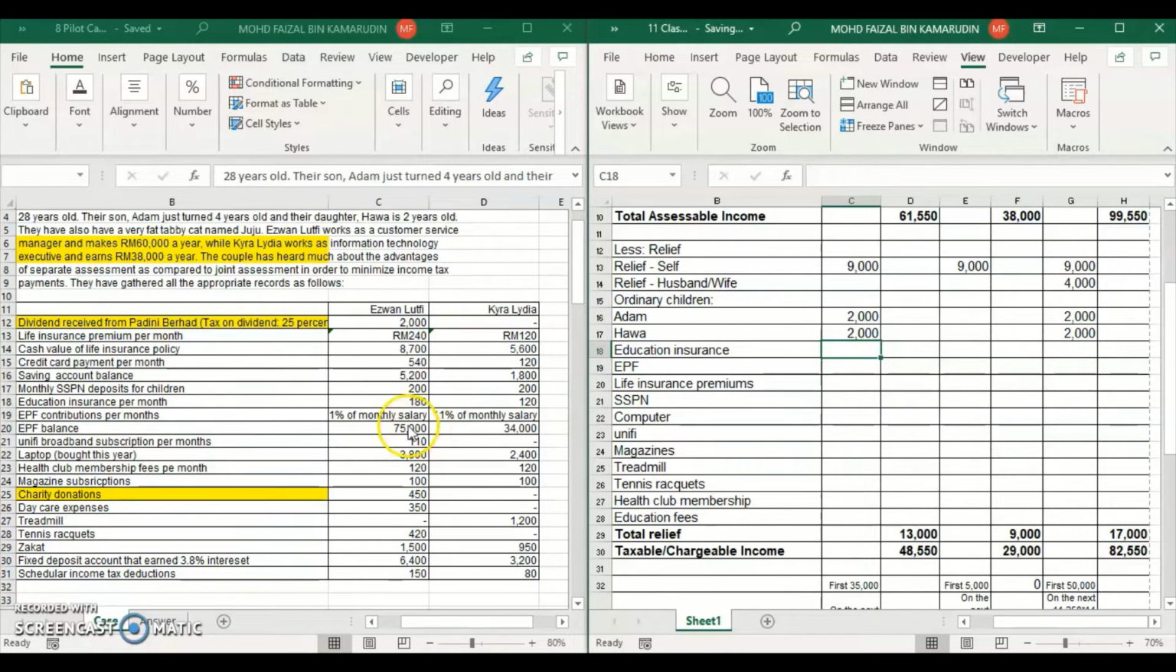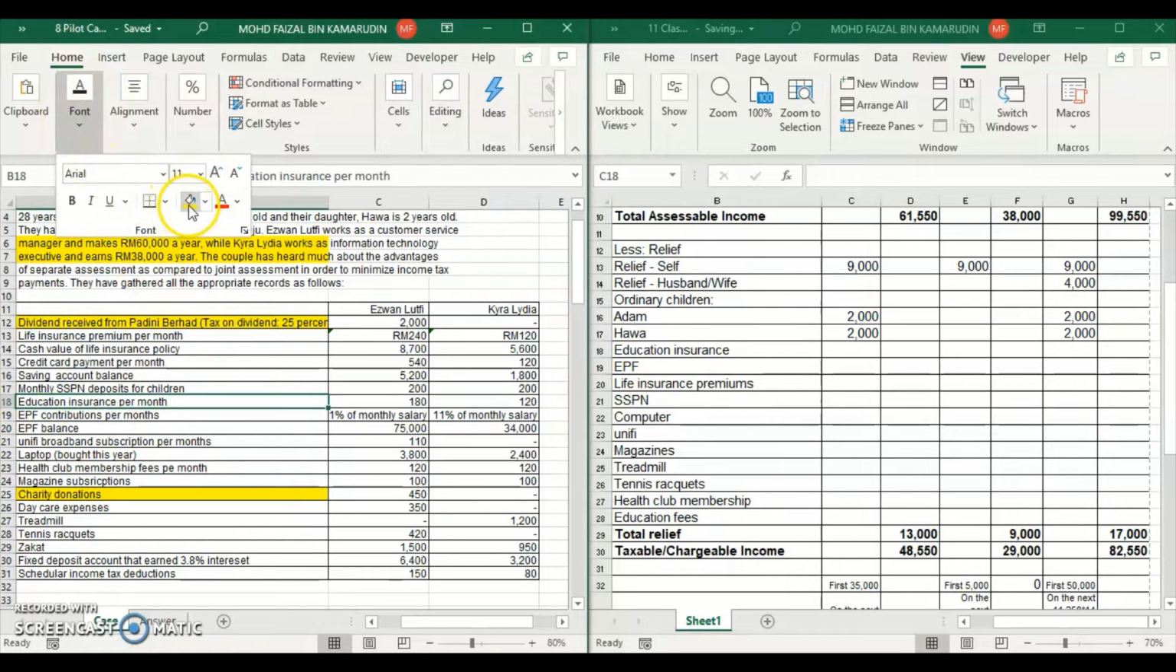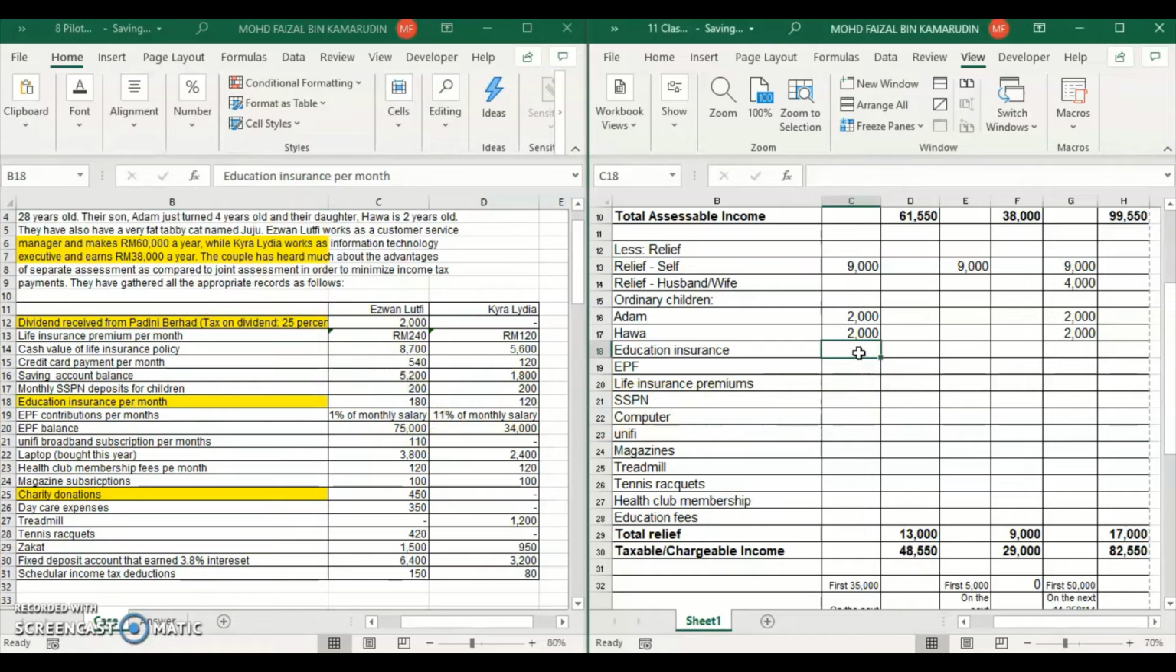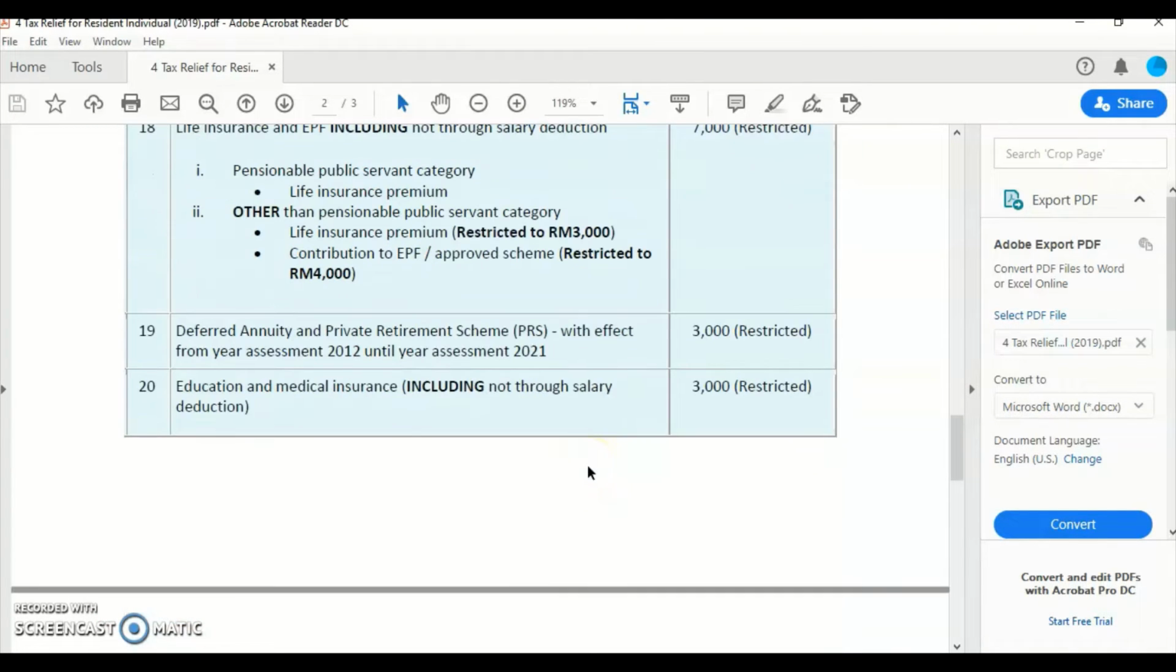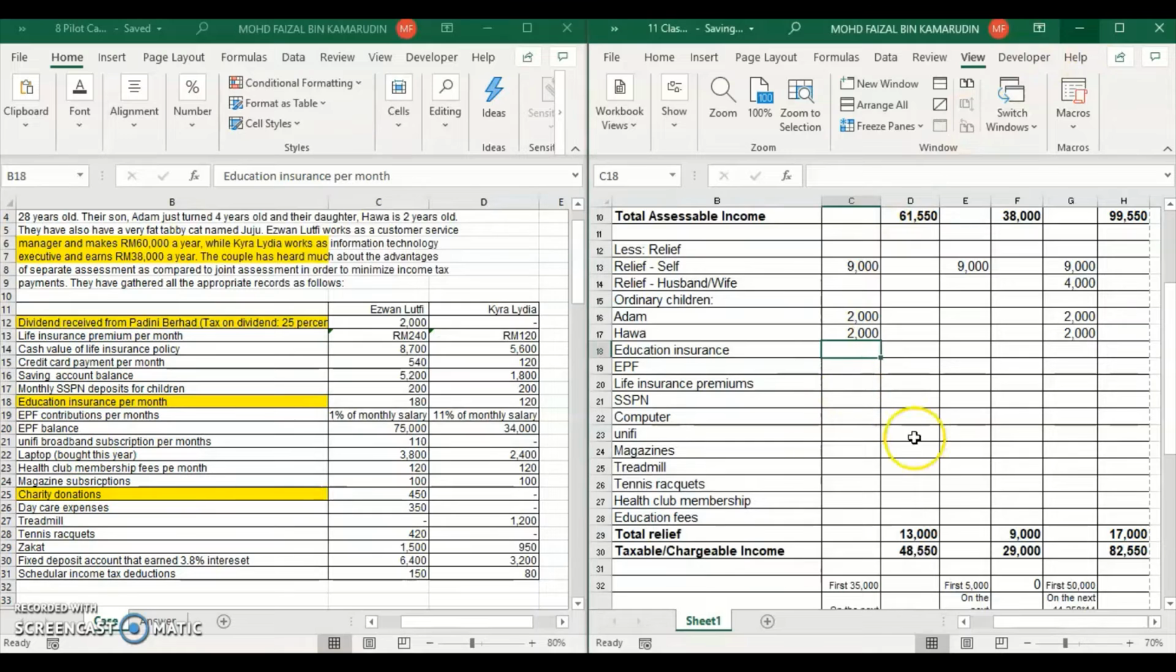Education insurance. Are they paying education insurance? Yes, they do pay for the education insurance. So how much? 180. Education insurance, how much is the relief? So let's check education insurance. This one, number 20, 3,000 restricted. That is the maximum amount that you can claim.